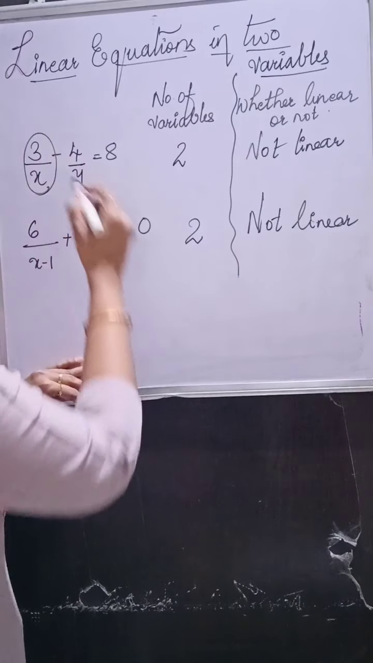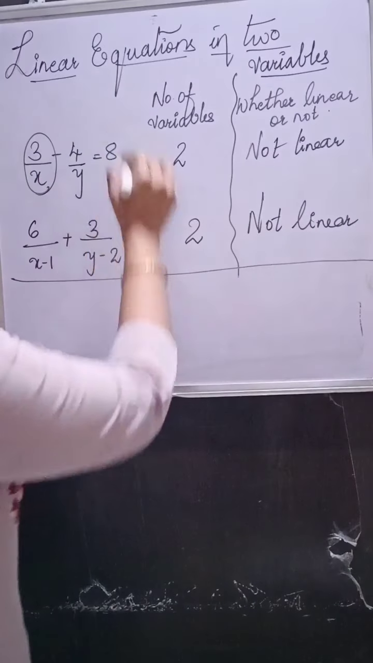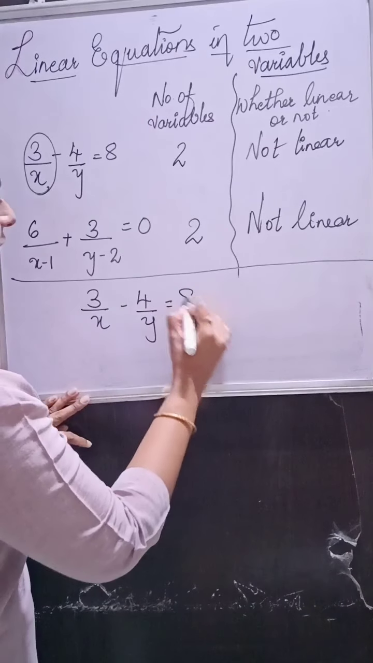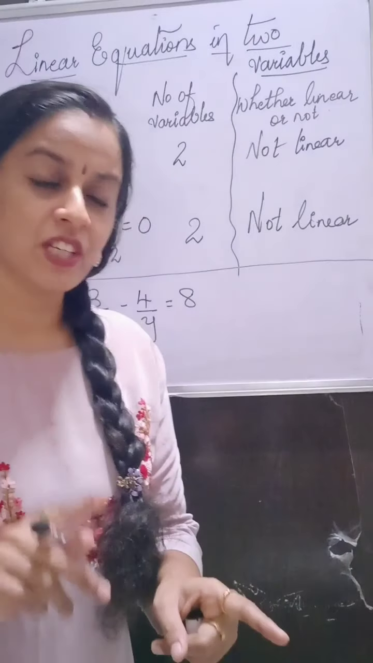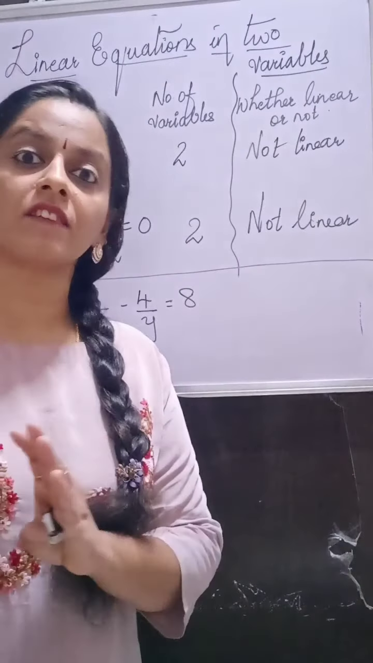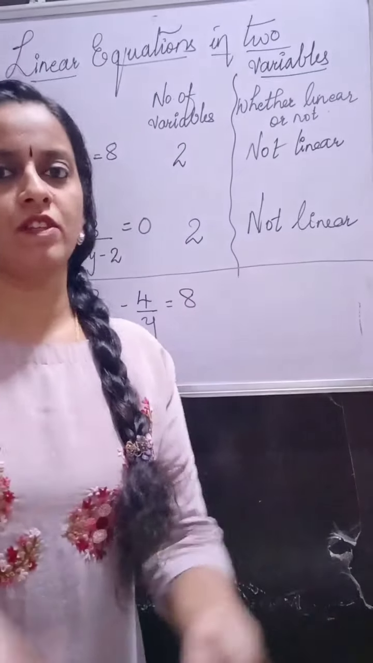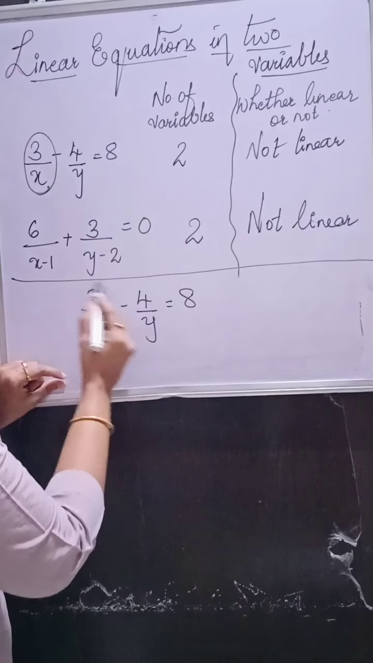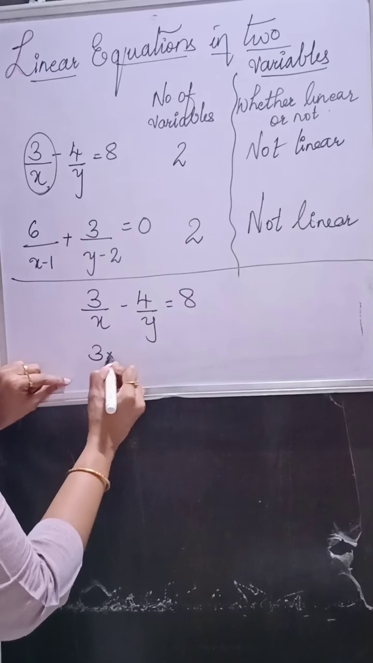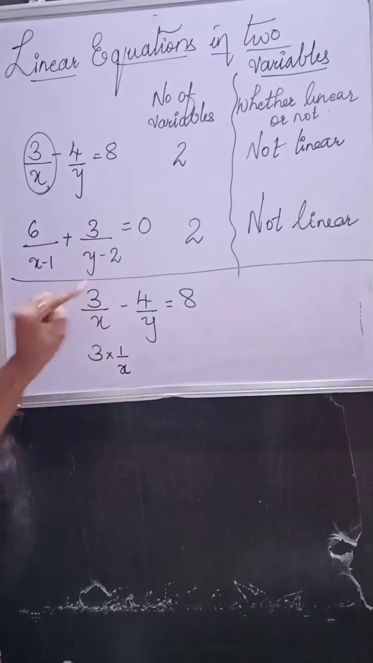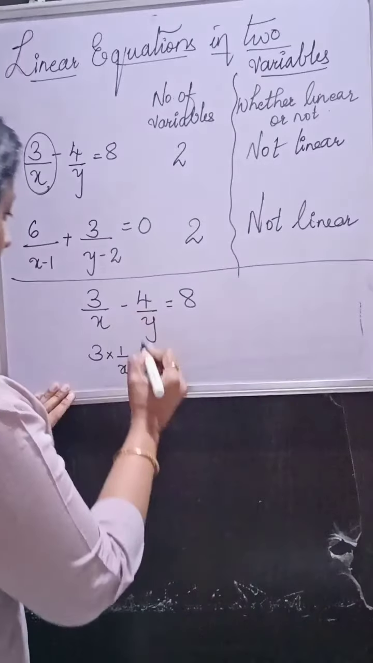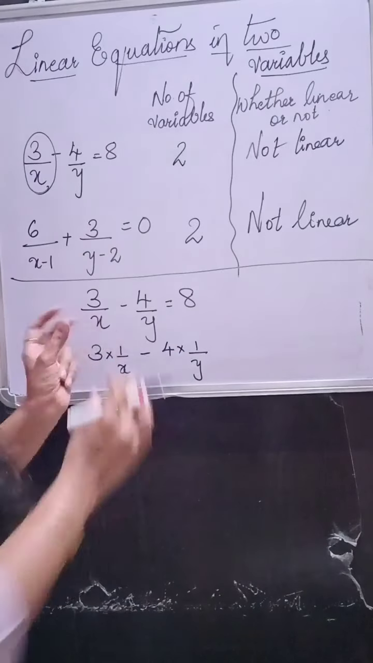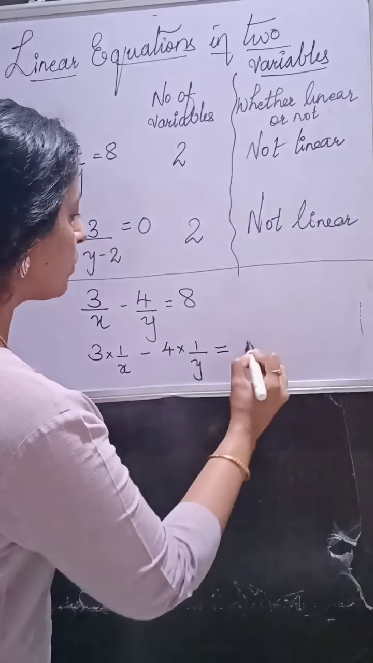This 3/x. Now focus only on this equation. Again I'll write 3/x - 4/y = 8. This is not a linear equation, but we will convert it into a linear equation and then we will solve it, because we have learned the methods for linear equations in two variables. So this is nothing but 3 into 1/x, correct? 3/x means 3 into 1/x, and minus 4 into 1/y. So I have just split it, equal to 8.